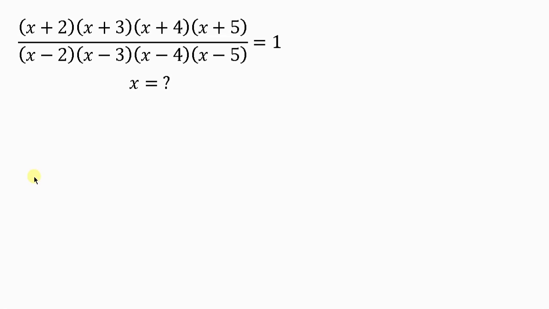Look at this nice and beautiful question on the board that we're going to be solving. The question says, find the value of x for which (x plus 2)(x plus 3)(x plus 4)(x plus 5) all over (x minus 2)(x minus 3)(x minus 4)(x minus 5) is equal to 1.